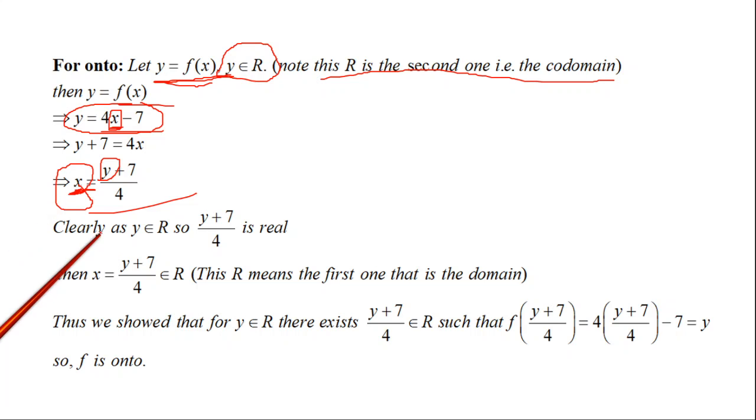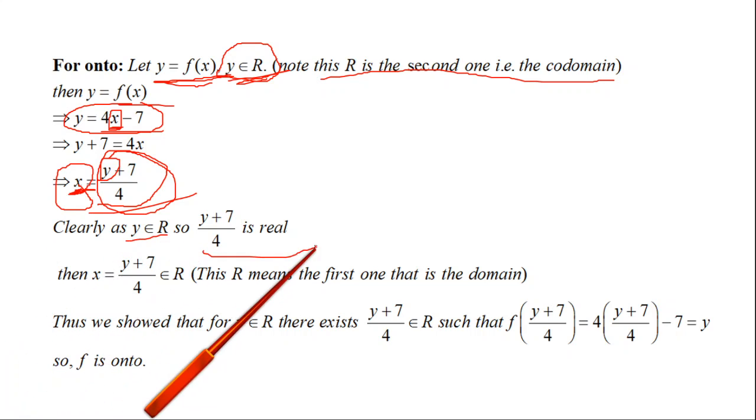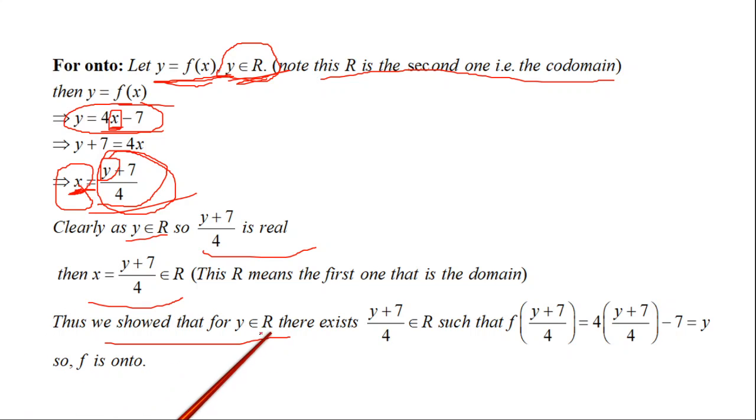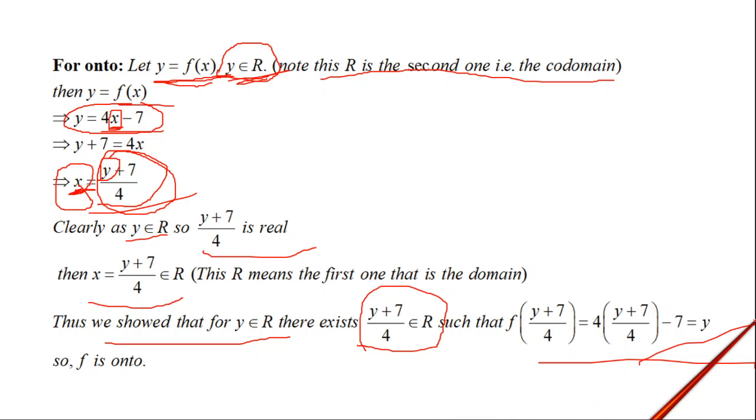So it implies that if you take an element in the codomain, for that we could find one element in the domain which would be of this form. Clearly y is real, so this is real, so x is real. Thus we showed that for y belonging to R in the codomain, there exists this in the domain such that f of (y plus 7) upon 4 is equal to, by the definition, y.